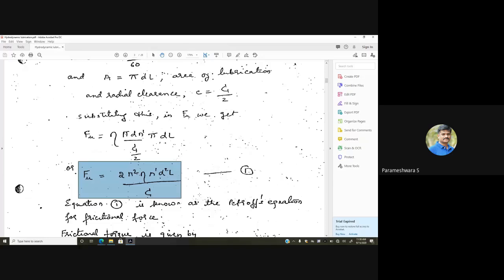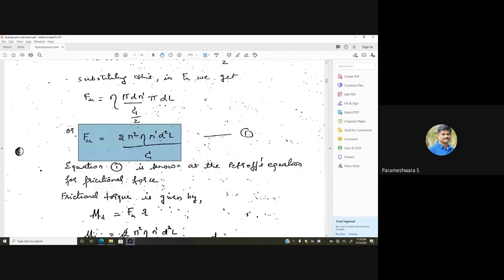And this equation is available in the data handbook. Okay, so you can refer to the data handbook by Mahadevan, or you can refer to the data handbook by Lingaiah, where these formulas are available. Even in the design of machine elements, we had a separate chapter for lubrication and bearings. There we used this similar equation. Okay, so this equation 1 is called Petroff's equation for frictional force.